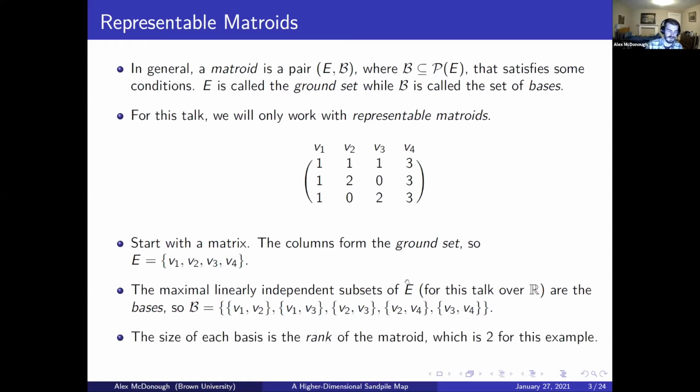The size of each basis is the rank of the matroid. For any matroid, all of the bases are the same size, so it's going to be 2 for this example. If we were just talking about the matroid that's represented by this matrix, all that we know is E, we know fancy B, and we know the rank, but that comes from B. So just E and B is enough to give you this matroid, but there are multiple different ways that we could write the vectors that are going to represent it.